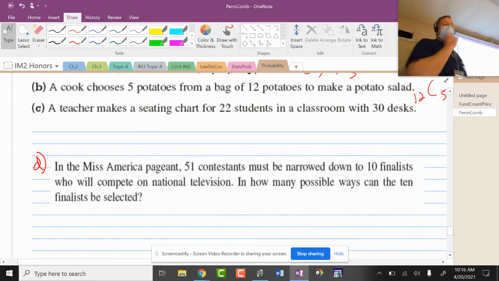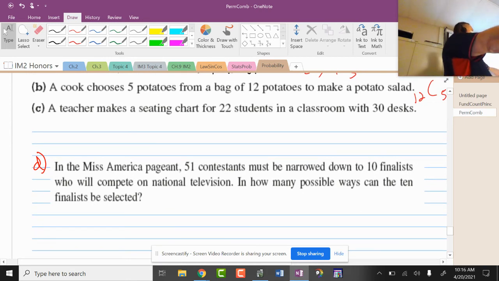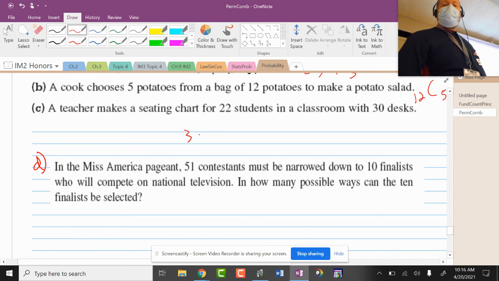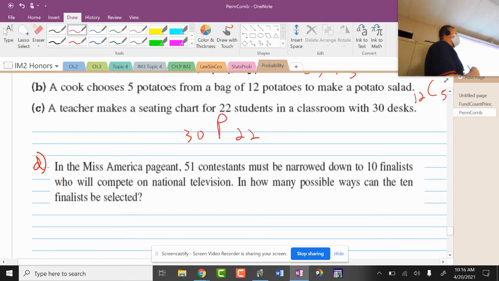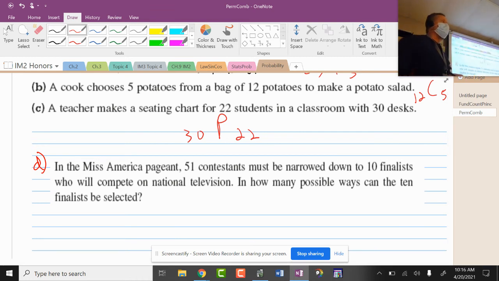What about a seating chart? Does order matter or not in a seating chart? The whole point of a seating chart is where you sit, and that is the order. All right, so yes. So I have 30 desks, and I have to place 22 students. Since order matters, it's a 30P22. That's how many different seating charts I could come up with. Of course, I always come up with one every year. I just put you alphabetic because I don't care.